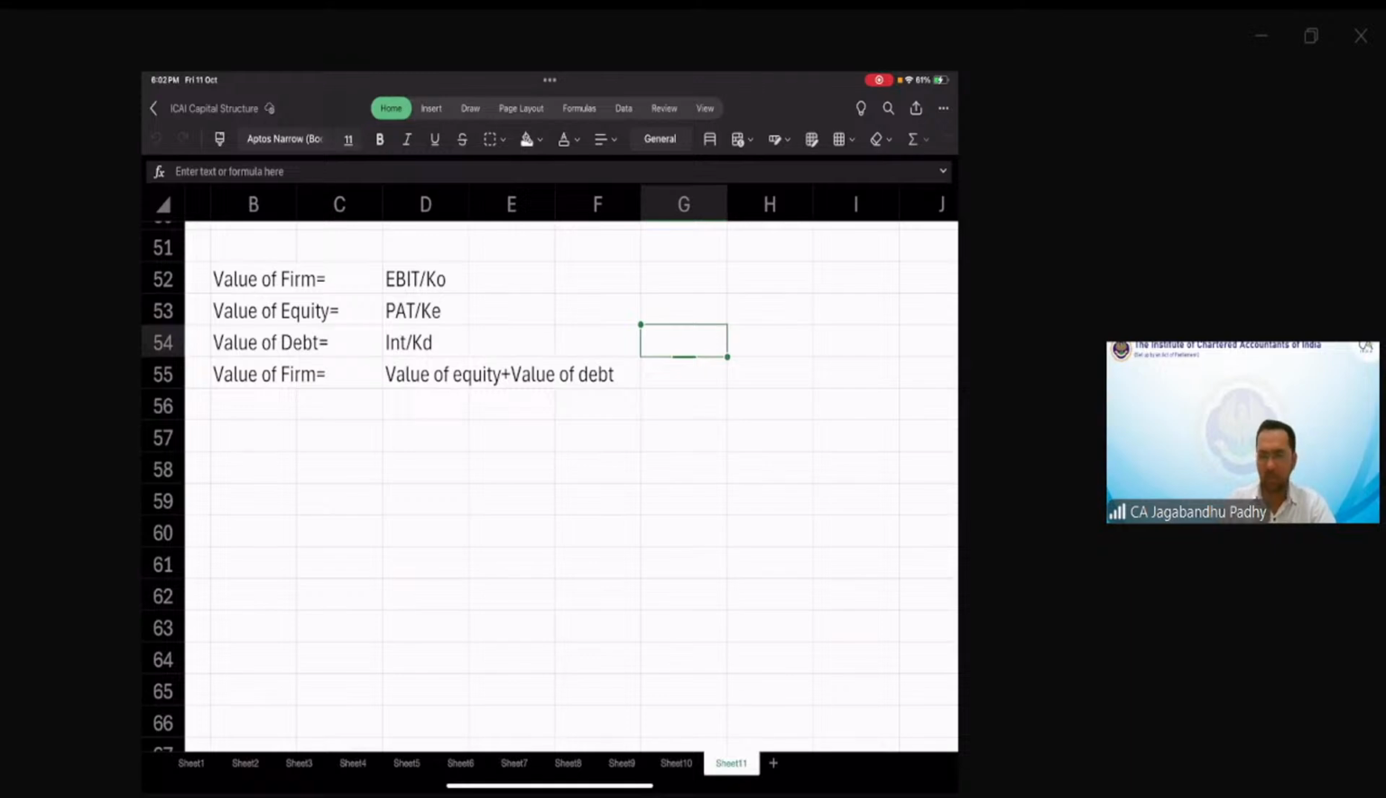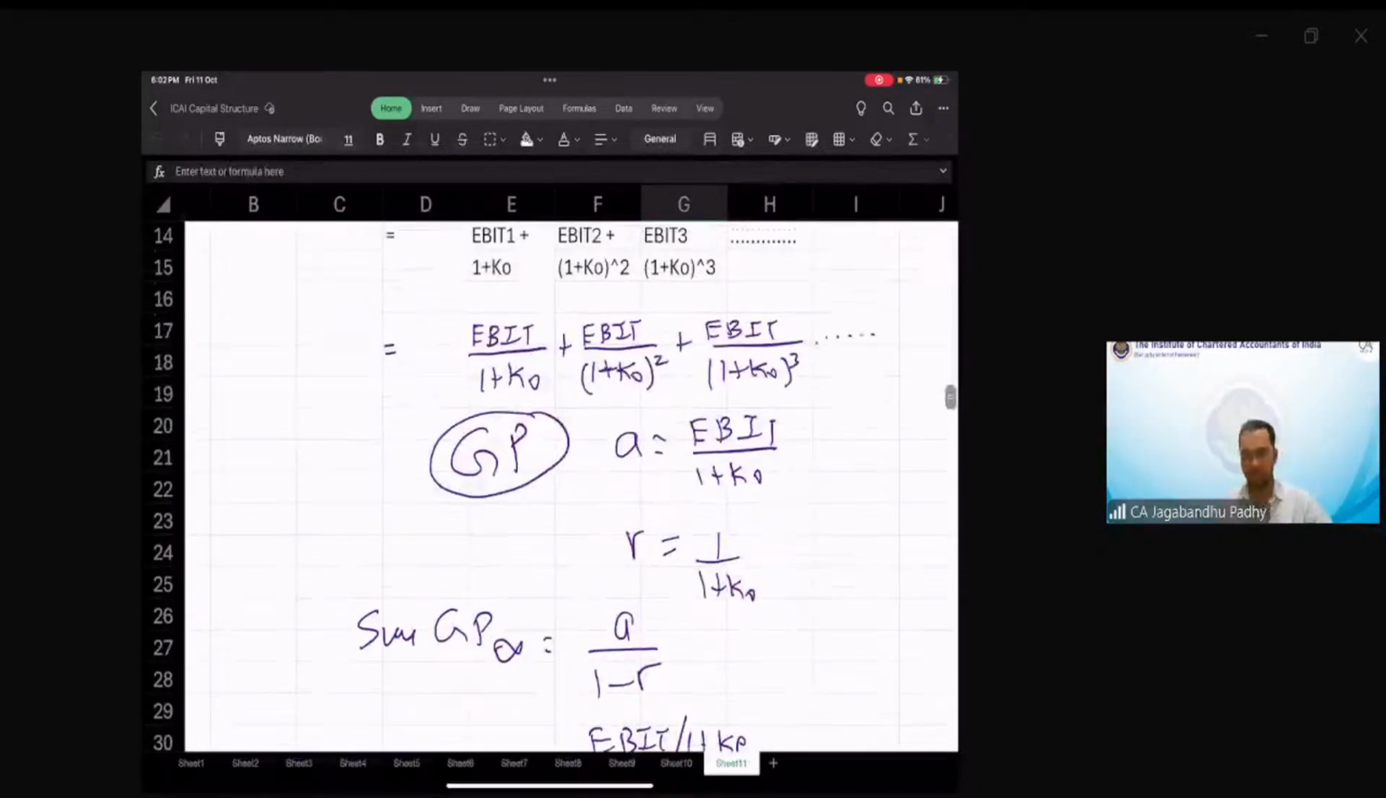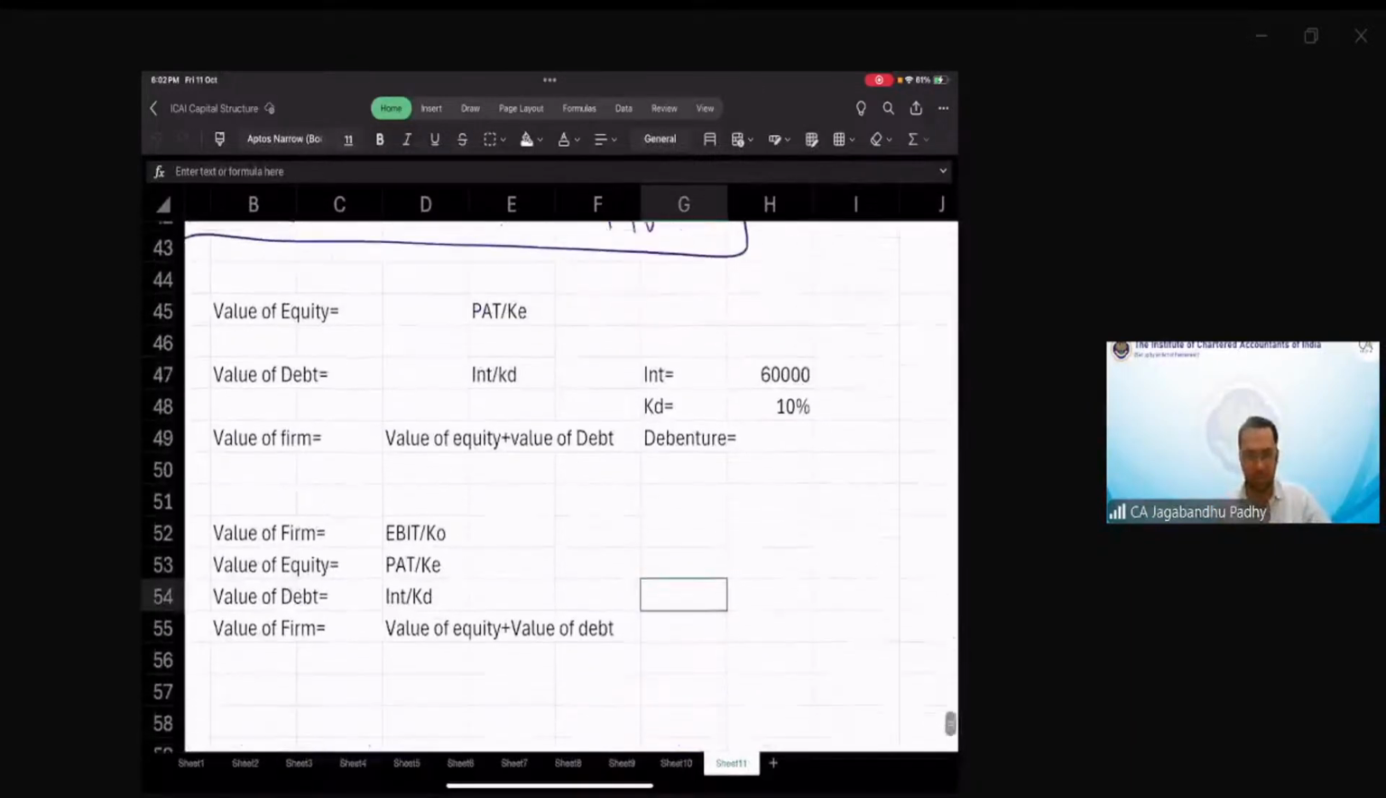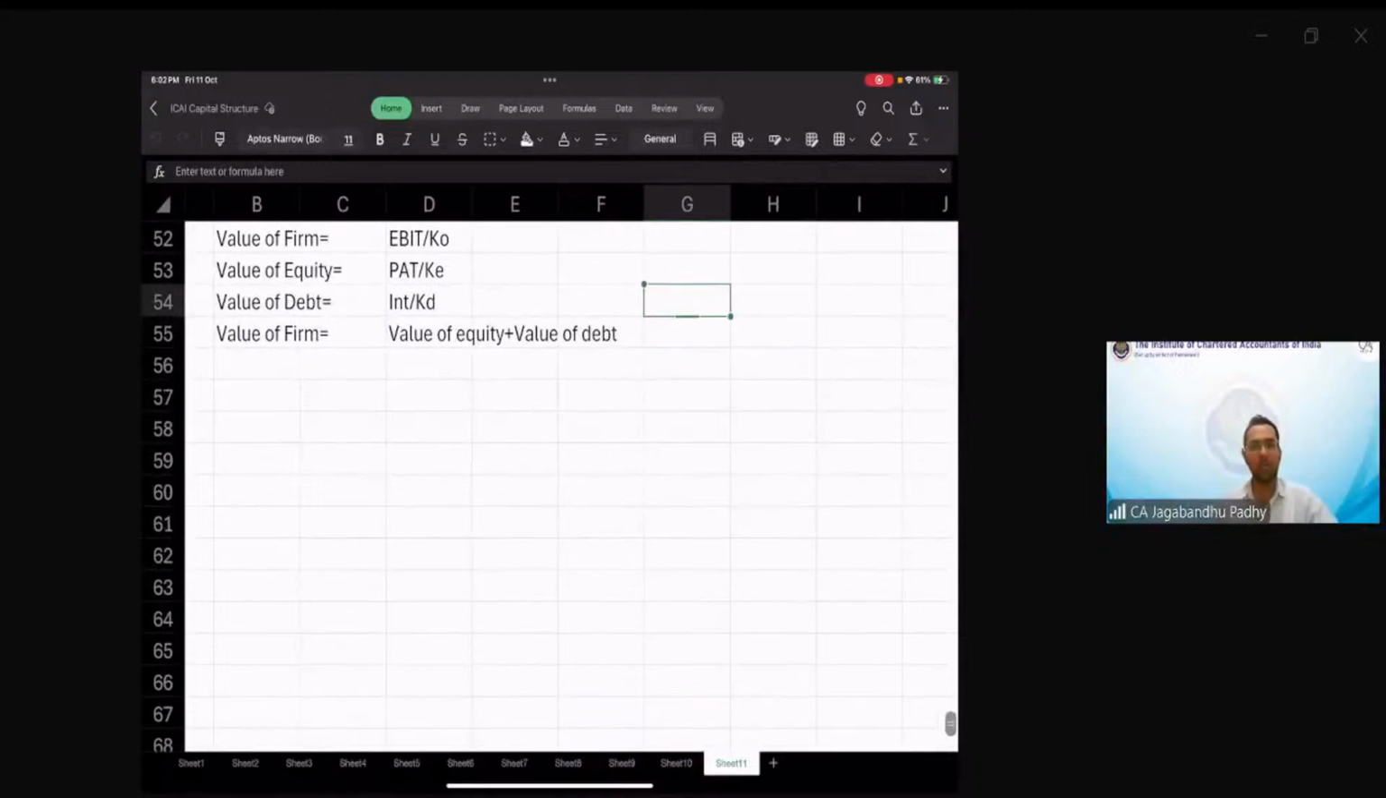And then we went ahead that before we discuss the debate, let's look at some basic formulae for valuation of the business entities. Value of the firm is EBIT upon KO, value of equity is PAT upon KE, value of debt is interest upon KD, and the value of the firm is value of equity plus value of debt. Right? So this was what we have already discussed.